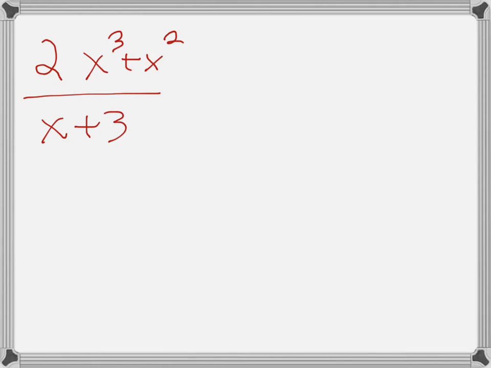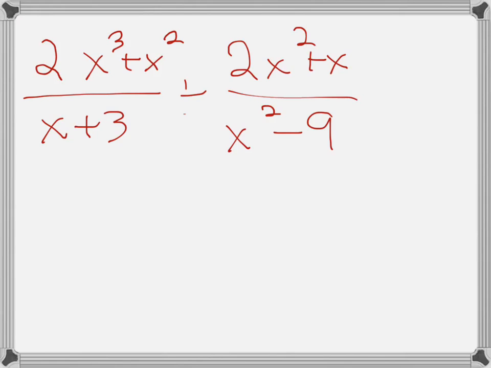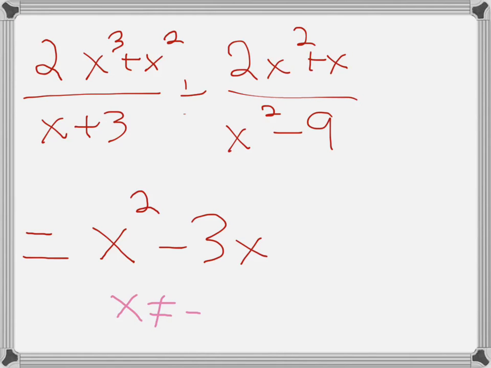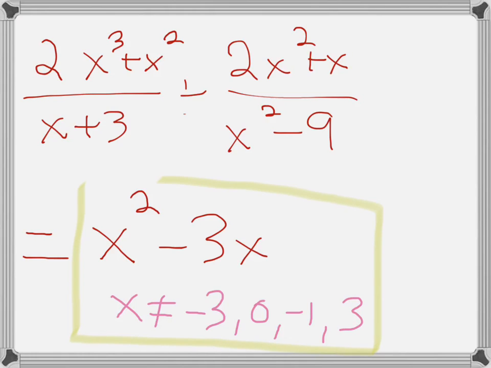Alright, same idea. How about 2x cubed plus x squared over x plus 3 divided by 2x squared plus x over x squared minus 9. Alright, pause your video. Alright, hopefully you found the answer to be x squared minus 3x with the restrictions x cannot be negative 3, 0, negative 1, or 3. And that would be our solution.